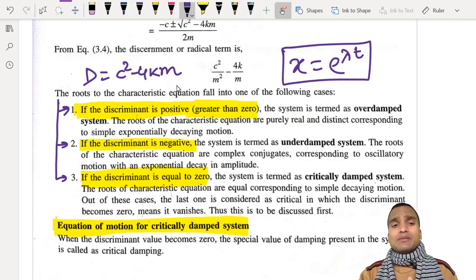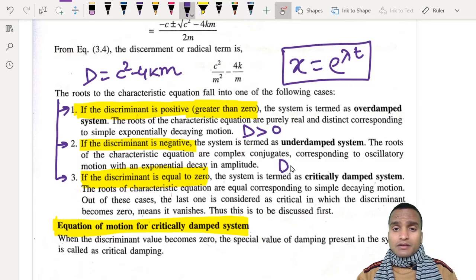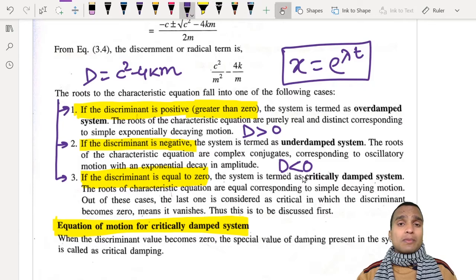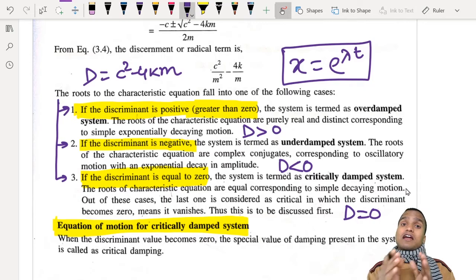Now the nature of d will decide the nature of damping. See, if d value becomes greater than 0, that means there will be real solutions, and that is overdamped system. Okay, overdamped. And if d value comes out to be negative, that means less than 0, solutions will be imaginary in the form of complex conjugates, and of course it will be called underdamped systems. And if by chance we get d value equal to 0 exactly, then that is the situation in which there is critical damped system. Okay, there is critical damping happening.